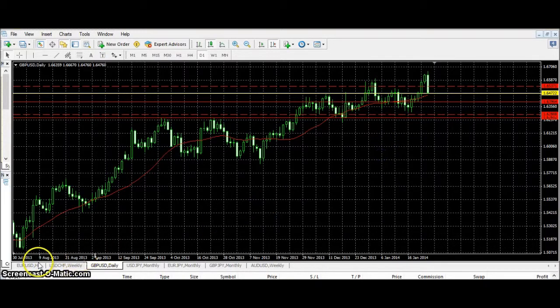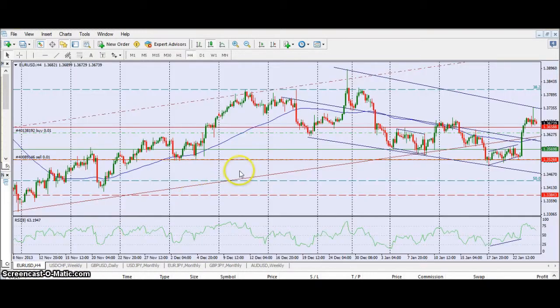Okay, so for Euro USD, like we already know, I remain bearish for this currency pair because of this candle here. Okay, so this is my view about these currencies.